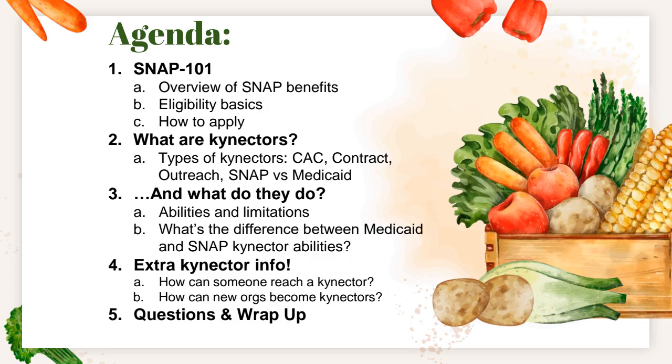So I like to have a little bit of a roadmap to see what we're going to be talking about today, so that you know what we're expecting. I will give you a chance for questions at the end. If you have anything topical that comes up and that just can't wait, I will do my best to work it in. But if for some reason I can't, I promise I will hit it at the end for you. Today we want to talk a little bit about a brief overview of the SNAP program, what Kynectors are, what they do, some additional information like how to reach a Kynector, how to connect with someone, and again, just some questions and wrap up.